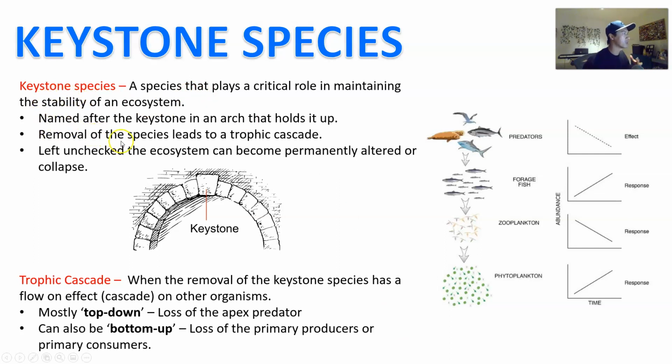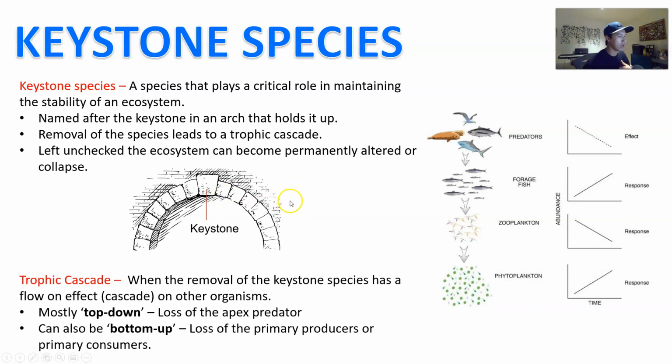It was named after the keystone in an arch back in the old days, where that final block is the thing that actually keeps the arch up. If you remove that final block, the arch will actually collapse. And when left unchecked, the ecosystem can become permanently altered or even collapse when you remove the keystone species.